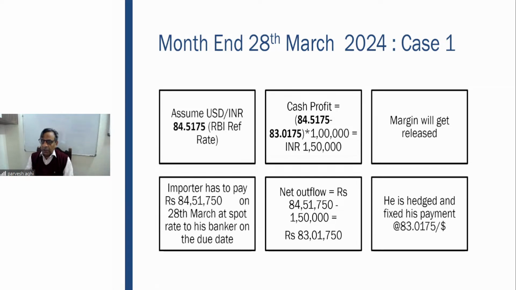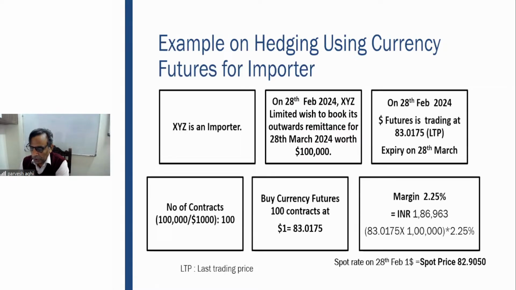So when you buy in the stock exchange, you will make money when the dollar goes up. That profit will get offset against the losses you incur in the actual transaction. So it will keep you completely hedged at the rate at which you have bought the dollars. Let's say you have bought the dollars at 83.0175. Now, whatever happens, whether the dollar goes up or goes down, you're hedged: you will be making a payment at 83.01. So your net outflow from the company will be only at 83.0175.